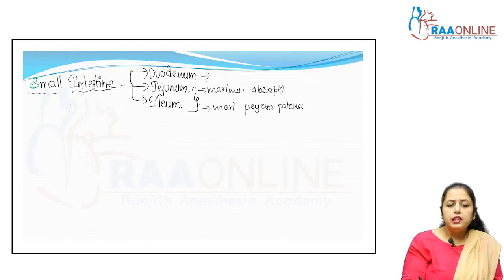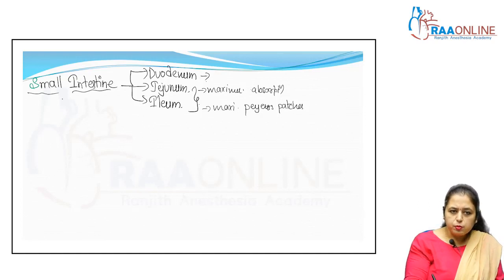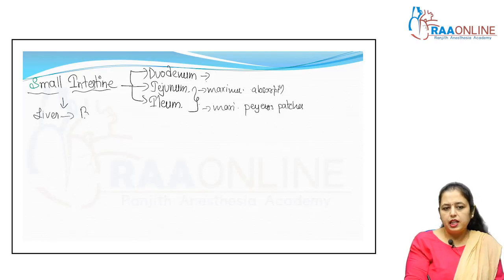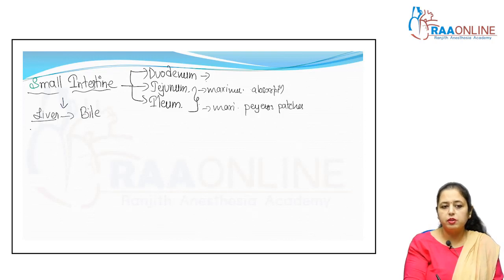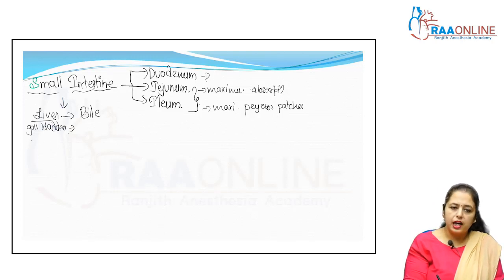So what will happen in the small intestine? Three secretions get mixed with the food to complete the process of digestion. The first is the secretion of the liver, that is the bile. The liver helps in the synthesis of the bile and the gallbladder stores it, and just stores and concentrates the bile, right?